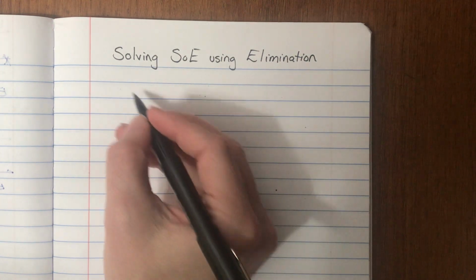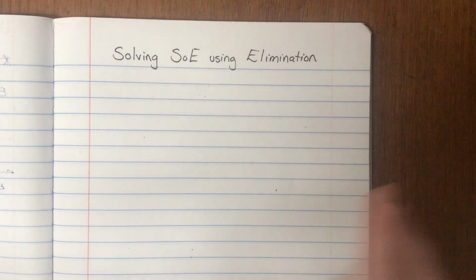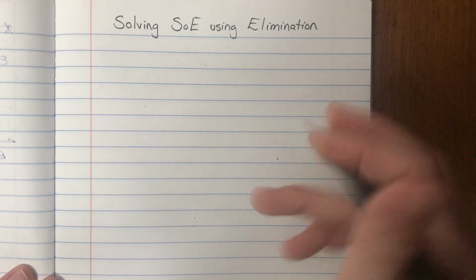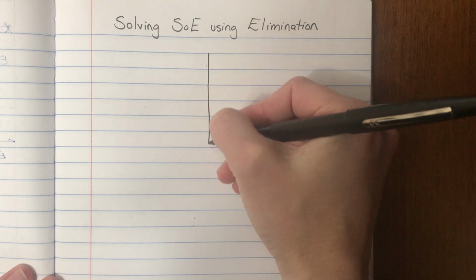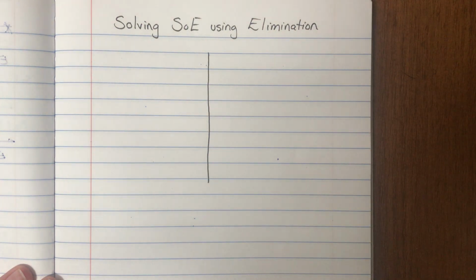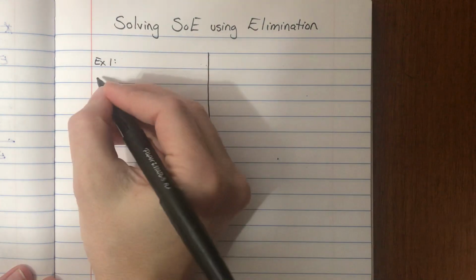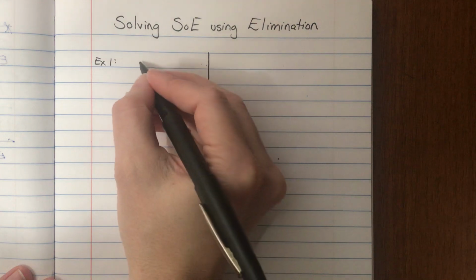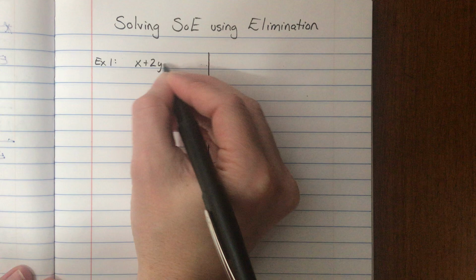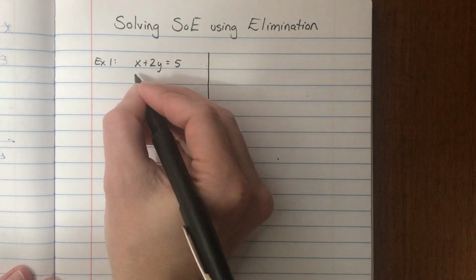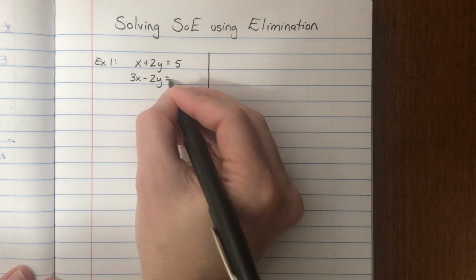So let's look at this example. We have five examples, so if you want to, split your page in half, but don't go all the way down because we're going to have that fifth example. We'll call this example one. Our system is x plus 2y equals 5, and 3x minus 2y equals 7.